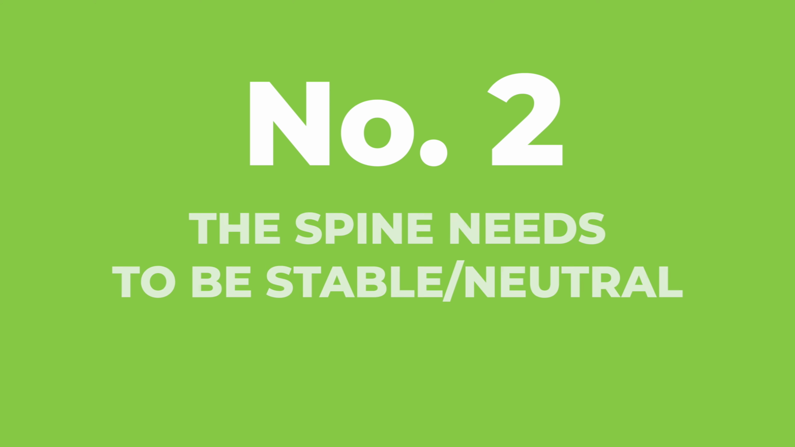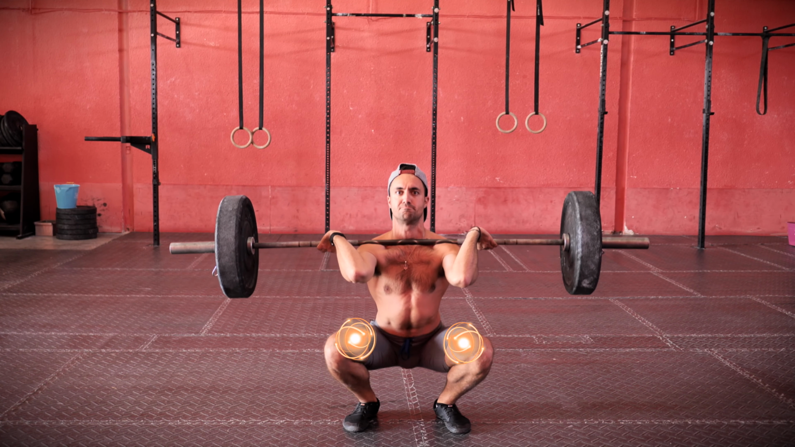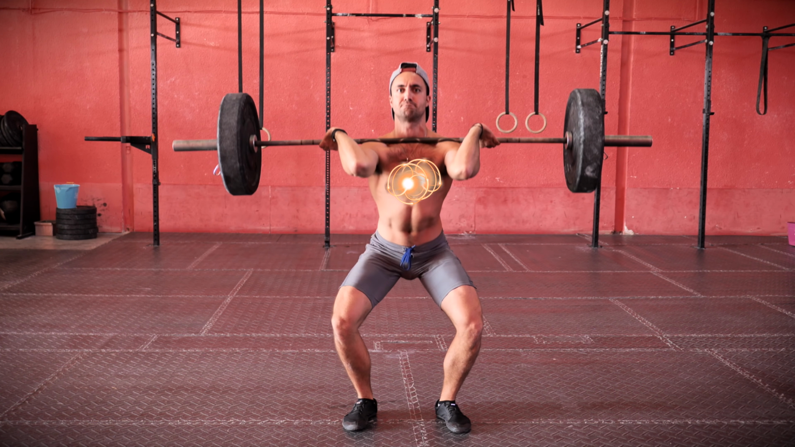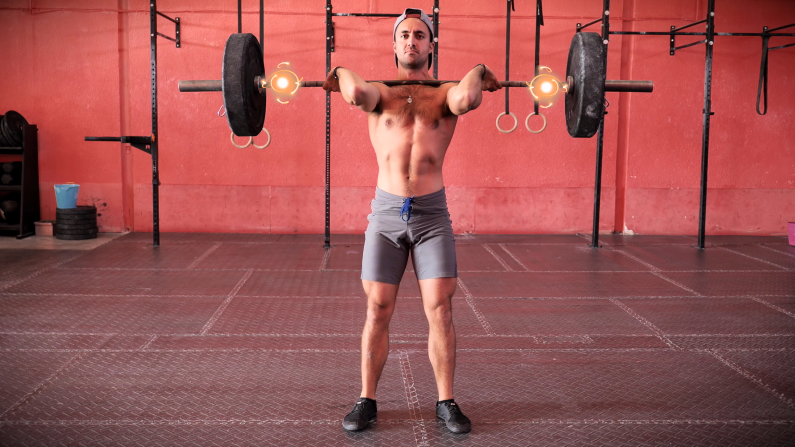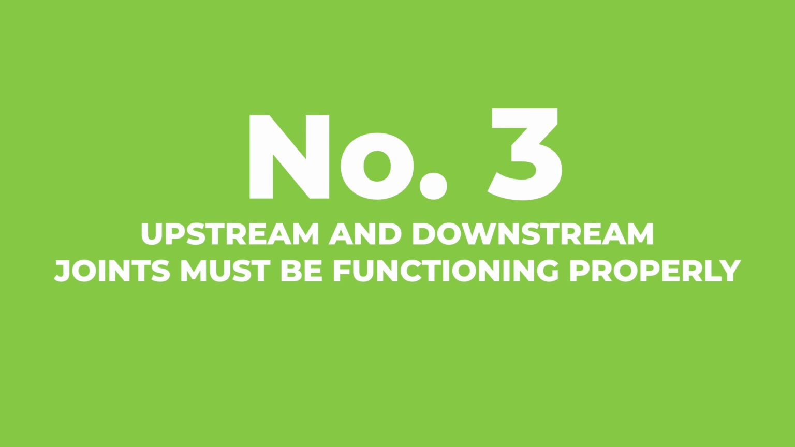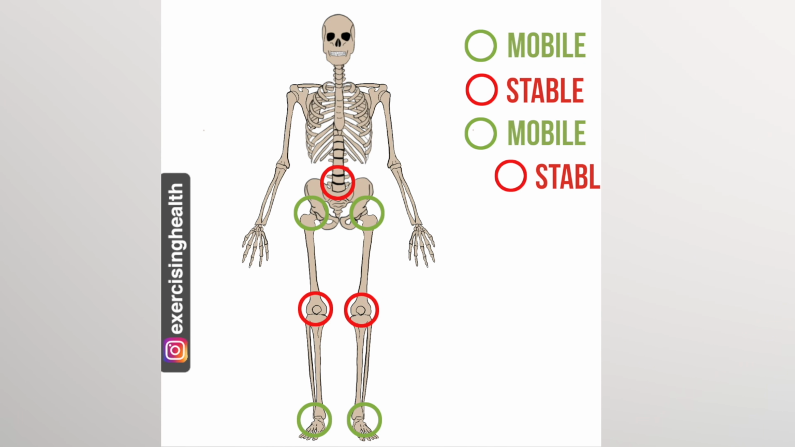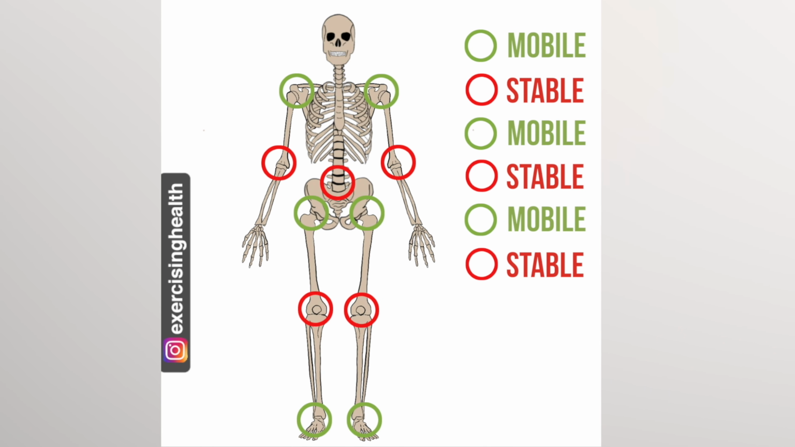Number 2, even though the spine can function in many ways, its true purpose is to remain stable in a neutral position so that power can be generated by the extremities, efficiently transmitted and transferred through the back and into the environment and objects we are interacting with. Number 3, in order for the spine to successfully do its job, the upstream and downstream joints must be functioning properly so that the joint-by-joint sequence can remain true to its intended pattern.